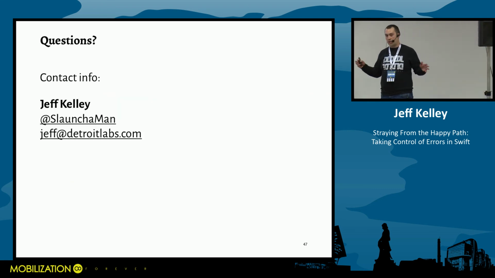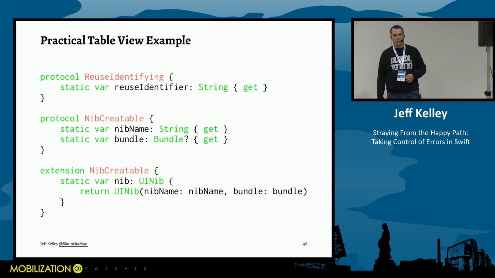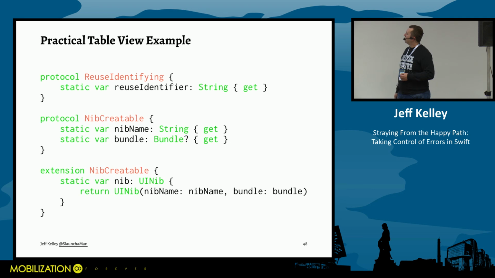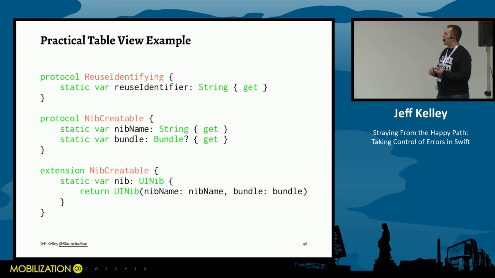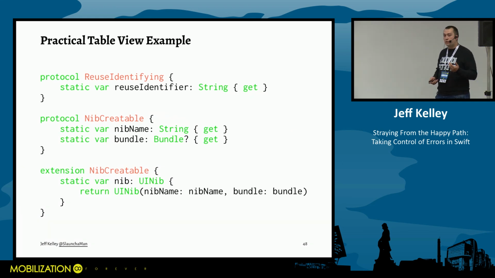This is the last slide that's only about errors. I want to talk more about this table view example, because this is where I feel like making it more generic makes it a lot more readable. So first off, I'm going to set up a couple of protocols. We're going to have ReuseIdentifying, which is just a thing that has a reuse identifier. And then we're going to set up NibCreatable, which is going to have a nib name and a bundle. And then you can make a nib with that nib name and the bundle if you are NibCreatable. And so this is for the case where you have some nib in your app that is a table view cell or is a header footer view that can be reused, and you want to register that with a table view.